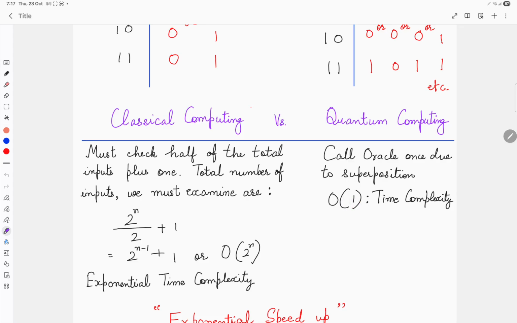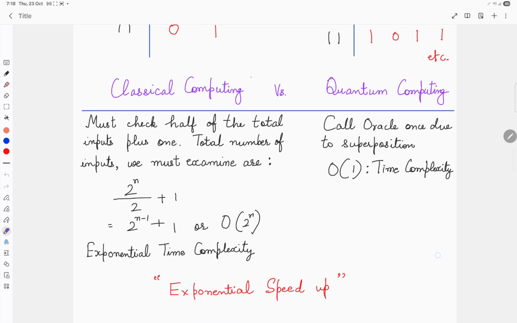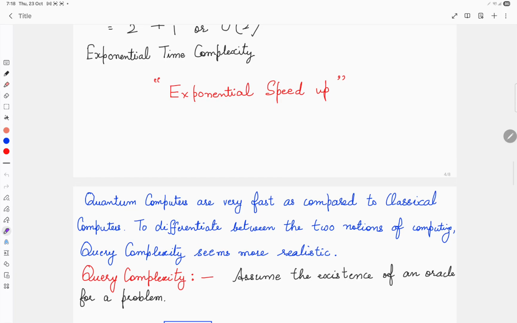This algorithm is a very good example to show the performance of quantum computers as compared to classical computing. Compare the complexity of the two cases. One is O of 2 to the power n, that means an exponential time complexity. Here it is almost constant, O of 1 time complexity. So this is a huge advantage that we get if we solve problems through quantum computing. We get an exponential speed up.